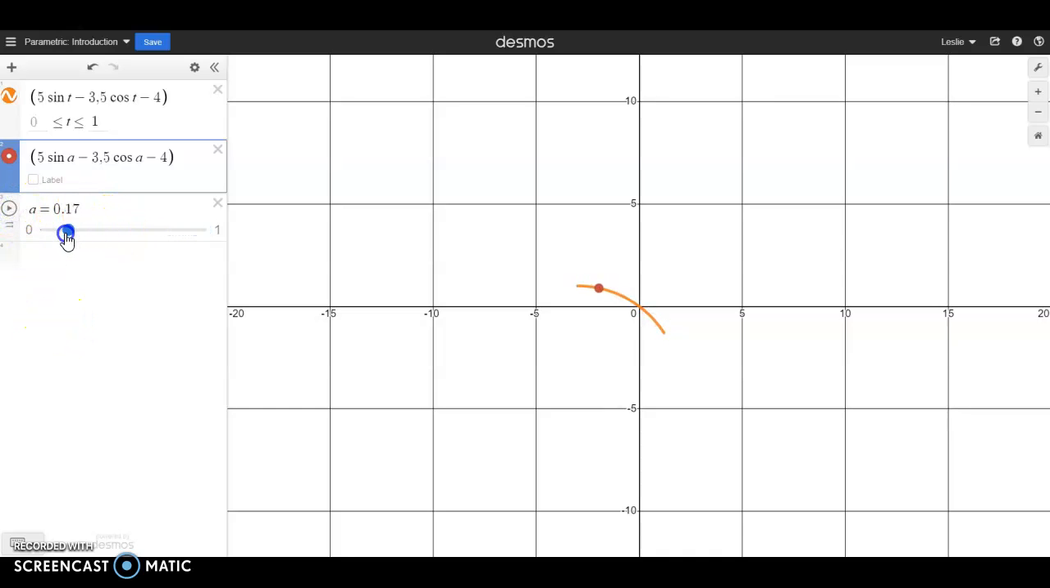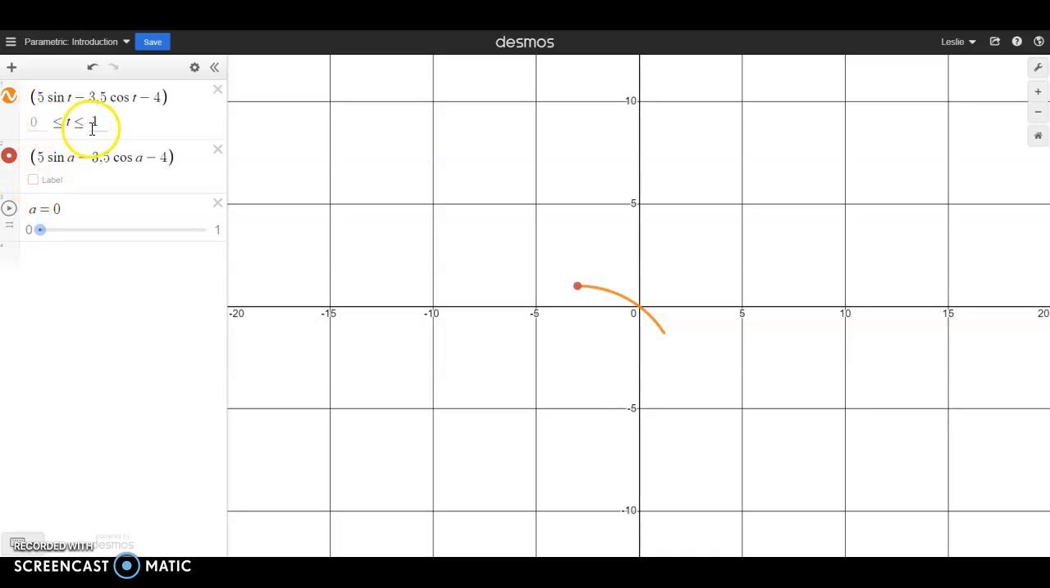you can see that it starts when t equals 0. In this case, it's a equals 0, but it's the same curve. So when t equals 0, it starts here, and it travels in this direction. That's an important piece of information that we're missing if we don't have parametric equations, if we just graph the curve.